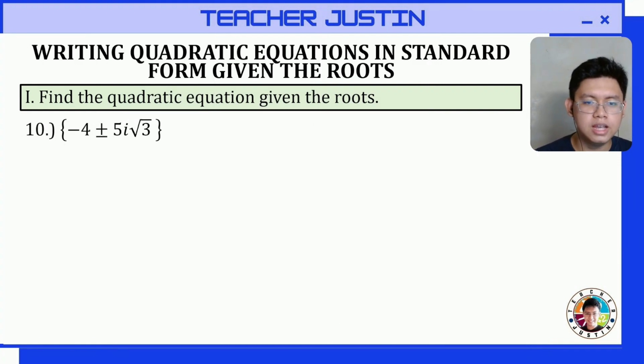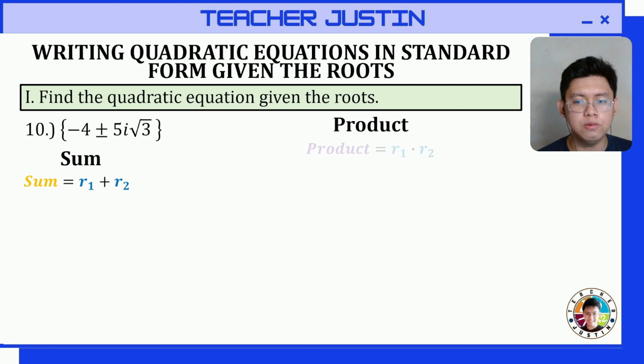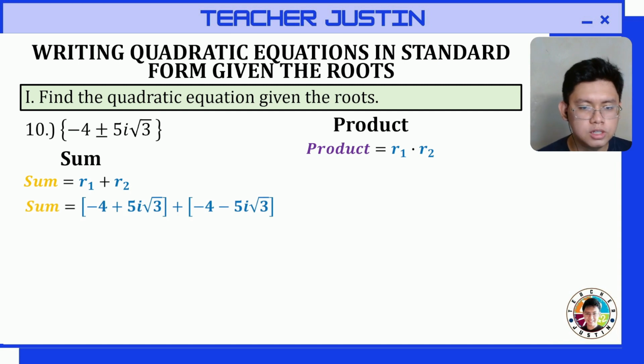Let's find the quadratic equation of these given roots. So we have negative 4 plus minus 5i square root of 3. So in order for us to write this quadratic equation, we have to identify the sum and product of our roots. So kunin muna natin yung sum ng ating roots. So let's add negative 4 plus 5i square root of 3 and negative 4 minus 5i square root of 3.